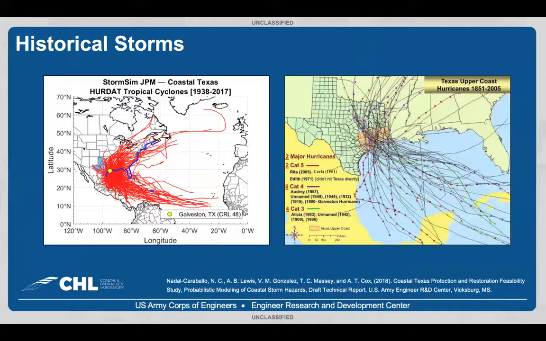In order to develop the joint probability model, historical storms were used. The figure on the left shows tracks of all historical tropical cyclones that are in the HRDAT database dating back to 1938. The figure on the right has only the storms that made landfall in the northern half of Texas and provides an idea of the spatial density. All of the storm probabilistic analysis was based on the coastal Texas study work, and Noberto Nadal Caraballo led that JPMOS study.